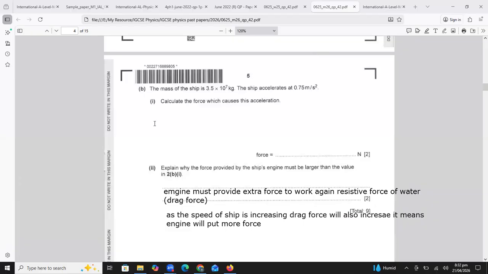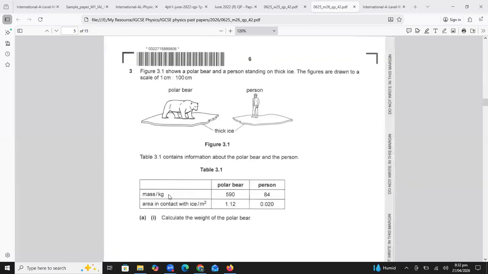All right. Now I'm moving towards the next question, that is question number 3. In question number 3, they are saying figure 3.1 shows a polar bear and a person standing on thick ice. The figures are drawn to a scale of 1 centimeter to 100 centimeter. देखिए बेटा, this type of questions we usually do in mathematics as well. All right, in drawing, the scale is 1 centimeter, but in actual location, the scale is 100 centimeter.